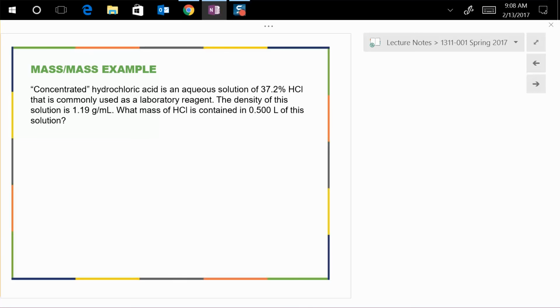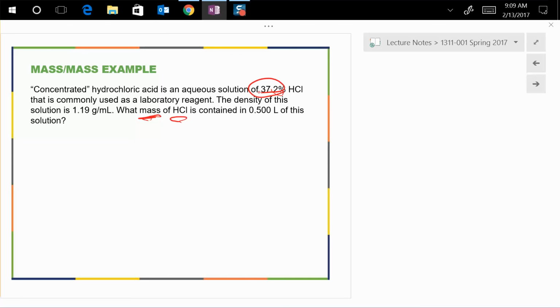Okay, so this question is going to make you really think about all this stuff that we've been talking about. How am I going to determine the mass of hydrochloric acid in this solution? Okay, so we're going to start out. We have a percent of HCl, 37.2%. Whenever I have a percent, how did I get to that percent? I got to the percent by multiplying by what? By 100. So the first thing I'd want to do is get it out of percent and back to its decimal.